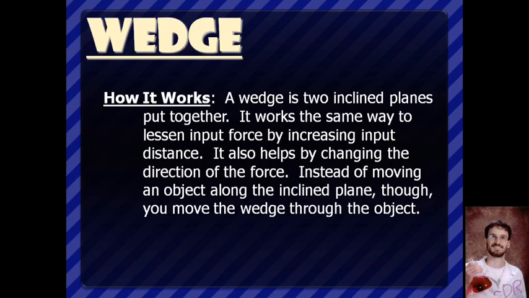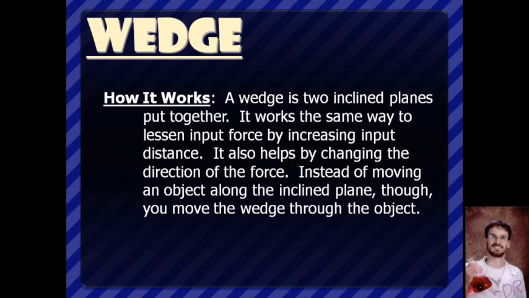First one's an inclined plane. This one's a wedge. And a wedge you can think of as two inclined planes stuck together. If you've ever used a wedge for anything, the most common wedges that I use, I think, are probably to split wood. Wedges work a very similar way. They lessen the input force. They make it so that you don't have to apply as much force, but they do that by increasing the distance, and they also help by changing the direction.